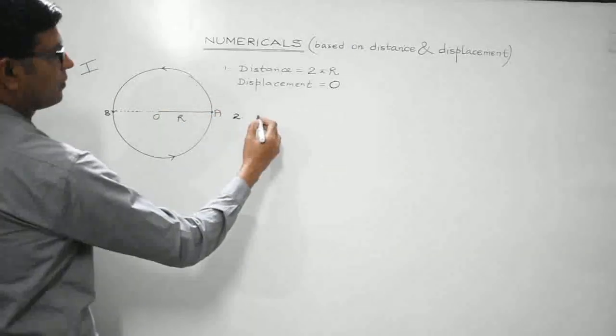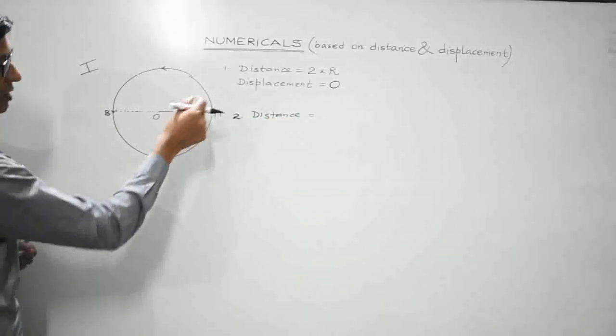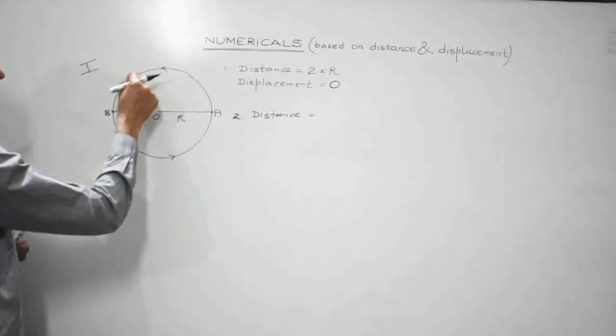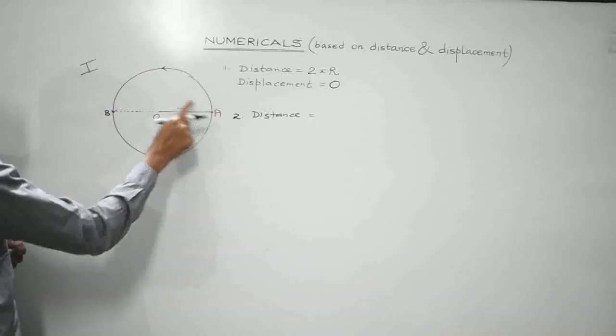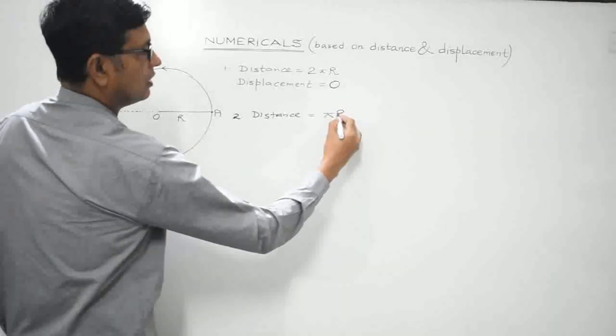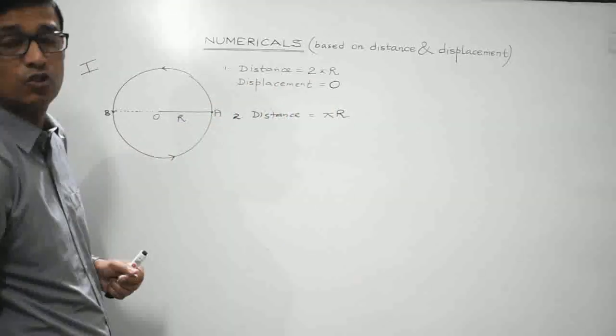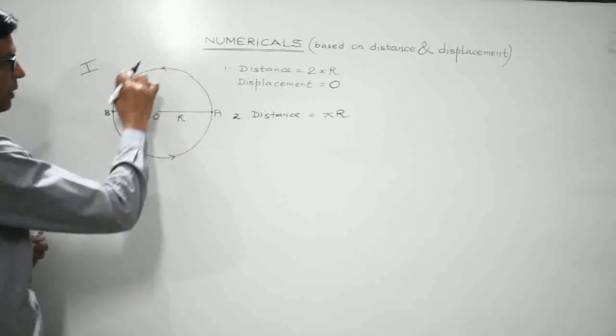In this case, distance would be the length of the actual path covered. It is the semicircular path. A is the initial point, B is the final point. So half the circumference of the circle, 2 pi r divided by 2, will give us pi r. This will be the distance, the length of the actual path covered.